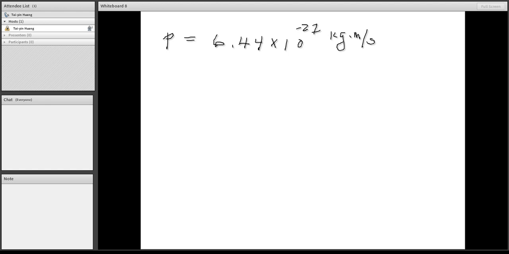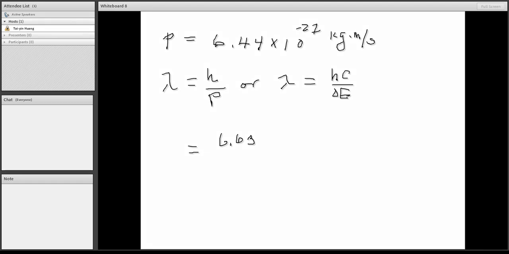Once you have your momentum, you can calculate the wavelength of the photon either by using this, lambda is h over p, or you can just use this equation, lambda is equal to hc over delta E. Regardless, it has to be in SI units. I'm going to use the first one because I already calculated the momentum. So your h here is 6.63 times 10 to the negative 34, divided by the linear momentum you just calculated, which is 6.44 times 10 to the negative 27.